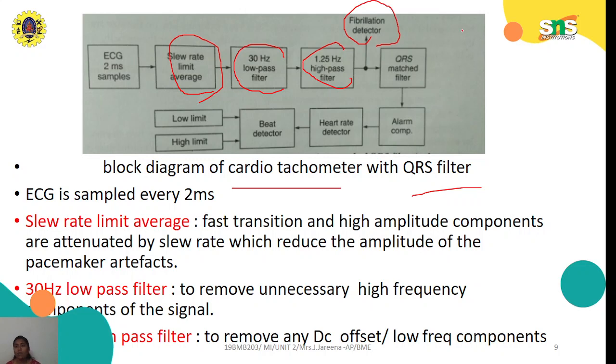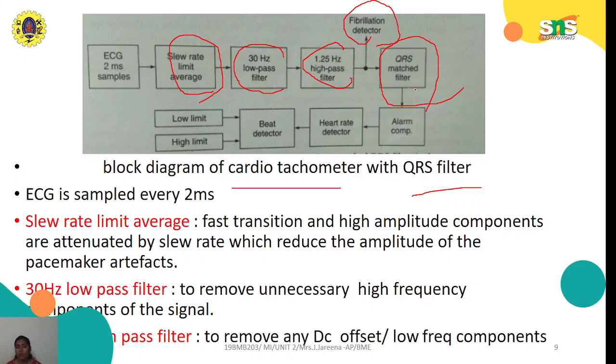Then you have the QRS match filter. This is going to be a very important component of this heart rate meter. This QRS match filter is an infinite impulse response filter. So this filter will allow only the QRS complex of the ECG waveform, so that it will remove all other waveforms which are passed through from the previous blocks.